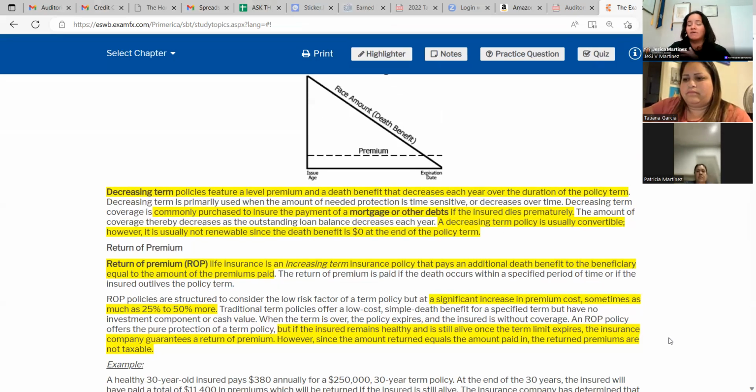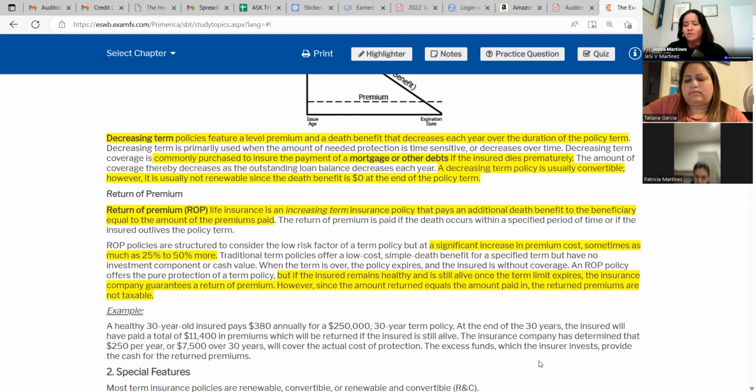So I'm buying a term insurance for 20 years. I want the return of premium. So I'm going to pay for my insurance about 25 to 50% of my benefits. If at the end of those 20 years I did not die, then the company guarantees that they're going to pay me everything I paid in. So they're a lot more expensive and not as common as the other one. But if people can afford it, hey, you get your money back if nothing happens to you, right?